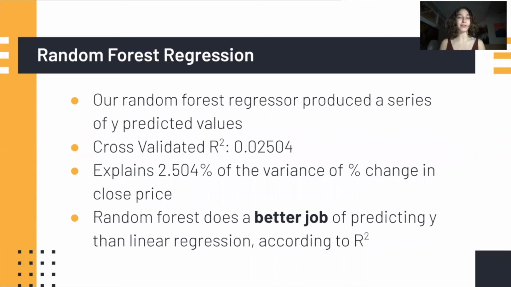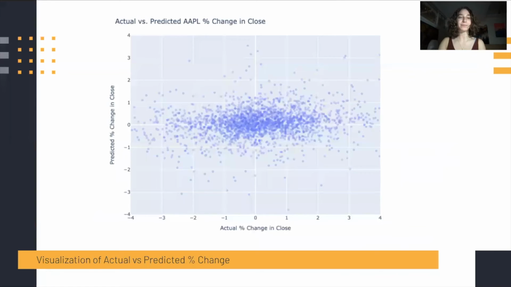Our random forest regression, on the other hand, produced a series of predicted Y values as well as an R-squared, which shows that 2.504% of the variance of percent change in close price is explained by the random forest model. From this, we can see that the random forest does a better job of predicting Y than the linear regression, as the R-squared explains more of the variance than the linear regression model does.